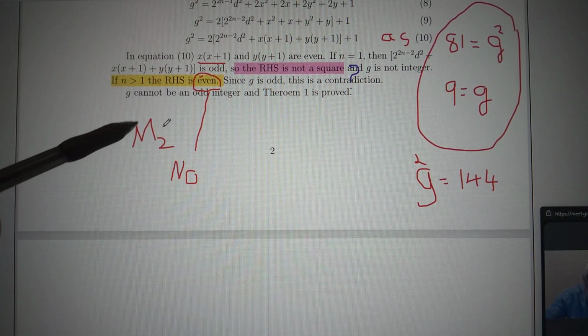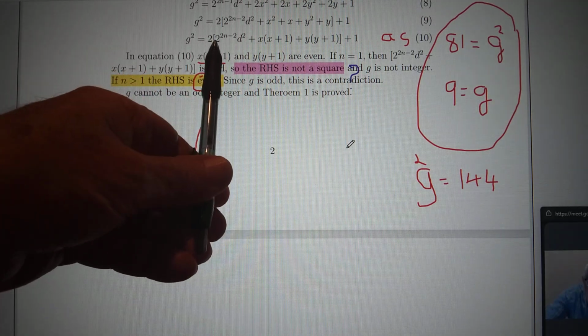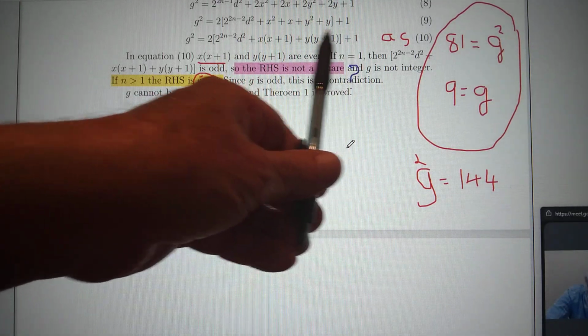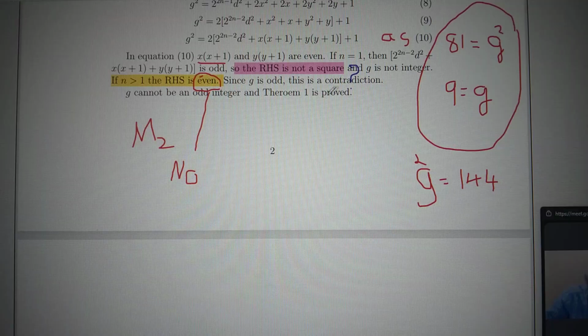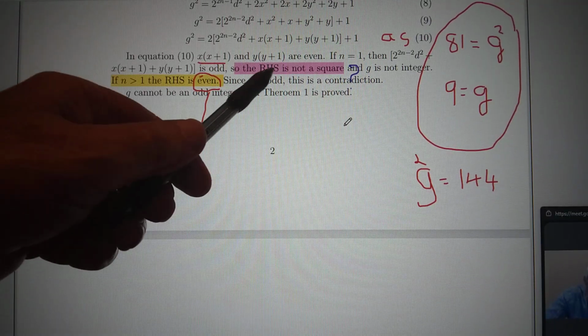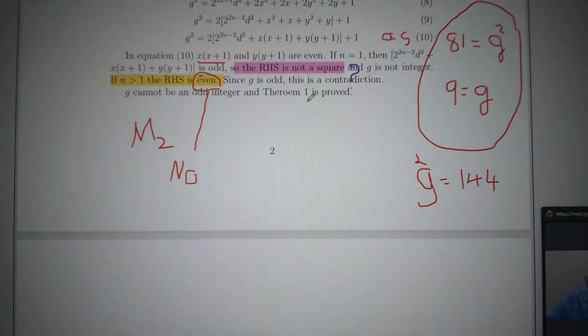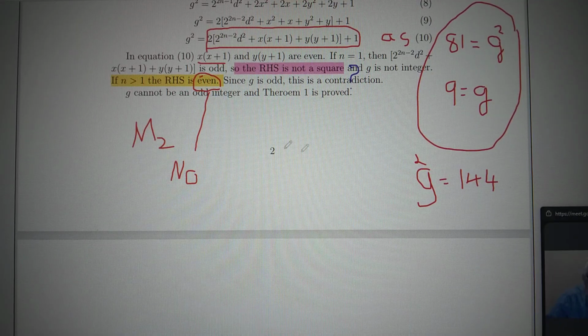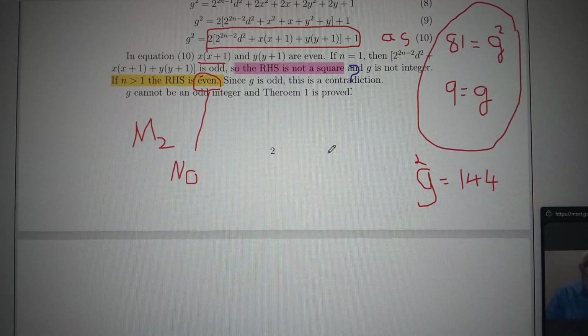Mistake 2. We do not have even here. See? Anything you have inside the parentheses times 2 becomes even. Plus 1 is odd. And you are telling that G is not square, or the right hand side is not square. Why did you say that? From here to here is not square. Why are you telling that? Are you thinking about odd and even? We have square odd and we have square also even.